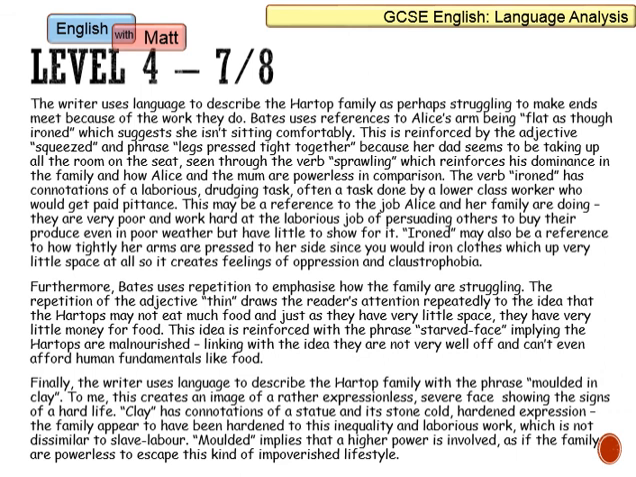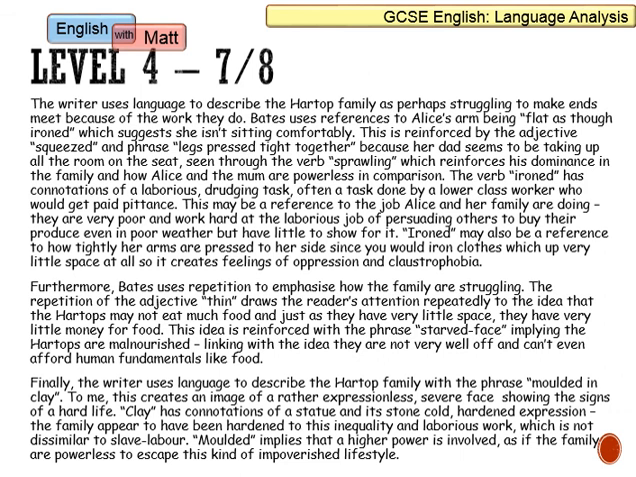The verb ironed has connotations of a laborious, drudging task, often a task done by a lower class worker who would get paid a pittance. This may be a reference to the job Alice and her family are doing. They are very poor and work hard at the laborious job of persuading others to buy their produce, even in poor weather, but have little to show for it.